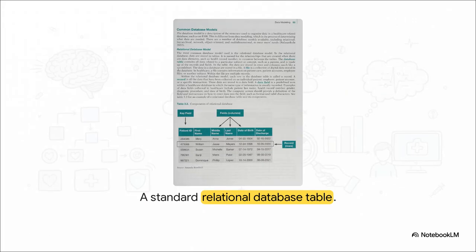Once the data is normalized, it's stored in tables that look a whole lot like a spreadsheet. You have your predefined data fields acting as the columns, things like first name or date of birth. And when you read horizontally across all those columns, they lock together to form a complete record, or a row. That single row represents all the collected, organized data for one specific patient.